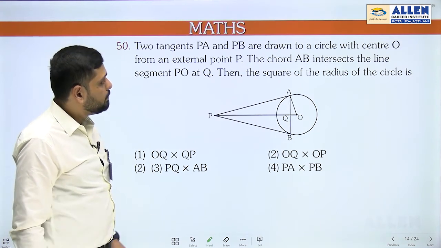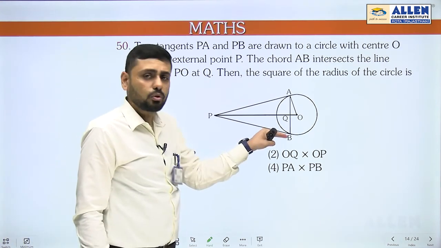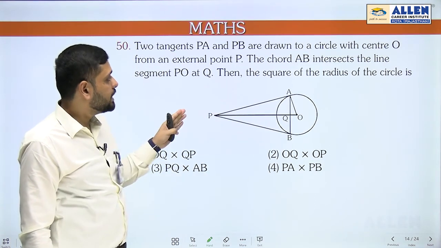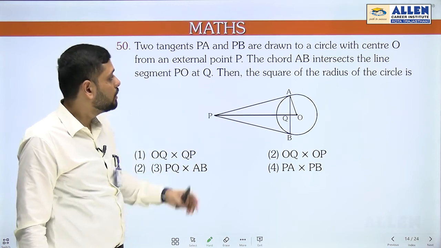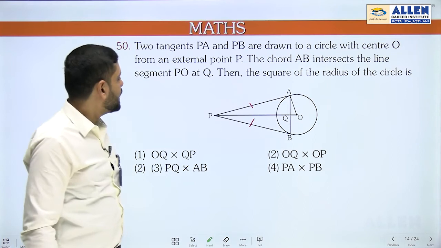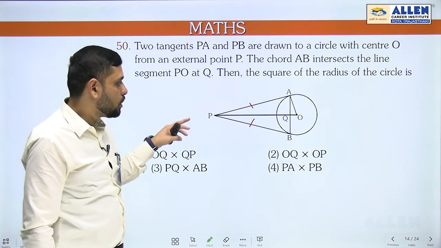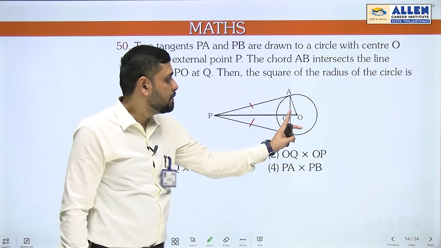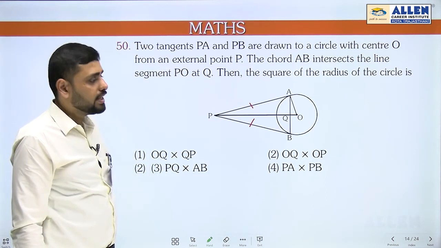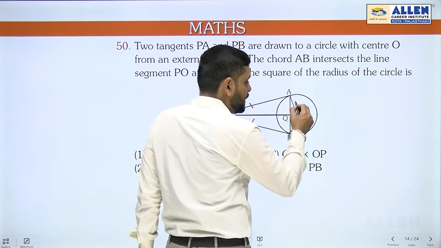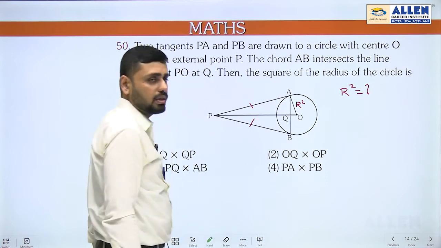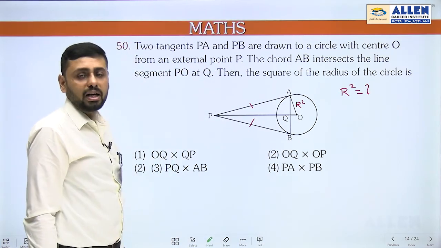Two tangents PA and PB are drawn to a circle, because here it's a question based on circle. PA and PB are two tangents which are equal, because tangents from an external point to a circle are equal, with center O, from an external point. Chord AB intersects the line segment PO at Q. Then we need to find the square of the radius of the circle, that is, the value of r square.